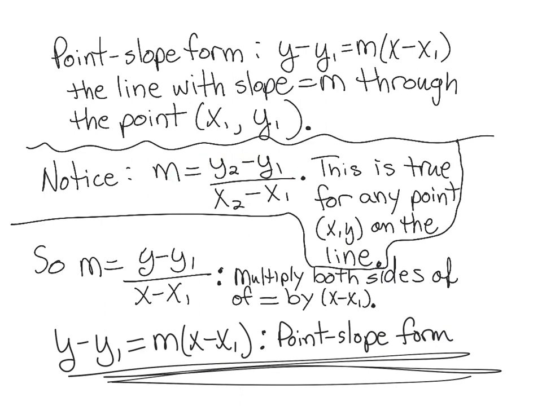So watch what I do. I take one of these points and make it the generic point x, y. That gives me this formula for the slope. Now take that formula and multiply both sides by the denominator to clear your fraction. Do this, and you get this equation, which is your point slope form. So the point slope form just comes from the formula for the slope, but it's true for any point x, y on the line. All you need to know is the slope and one of the points.